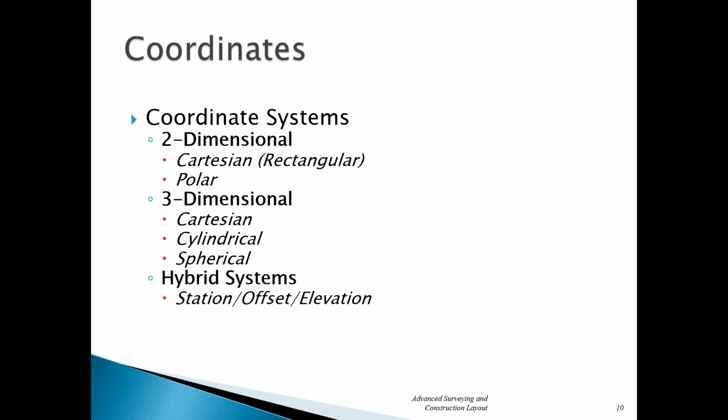Now, the highway plans themselves are typically using what I call a hybrid system. It's what they call a station, an offset, and an elevation. So it's kind of like an X, Y, and Z, but the station is the distance along the alignment, and the offset is the distance perpendicular left or right of that. So that's a little bit different way of looking at things when you see this.